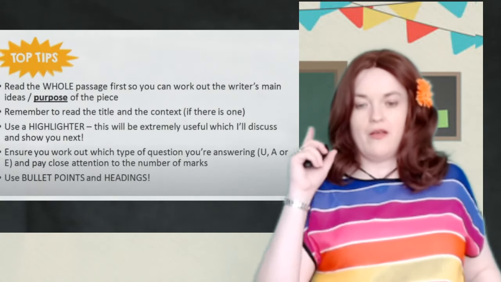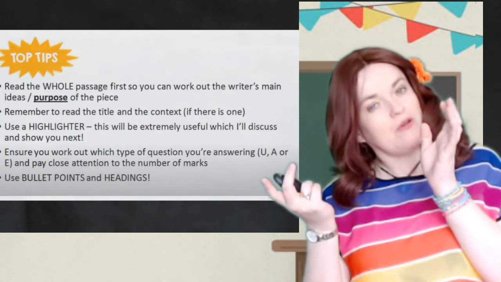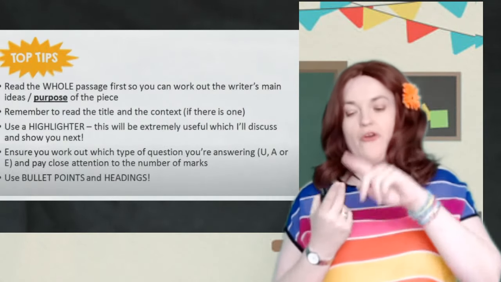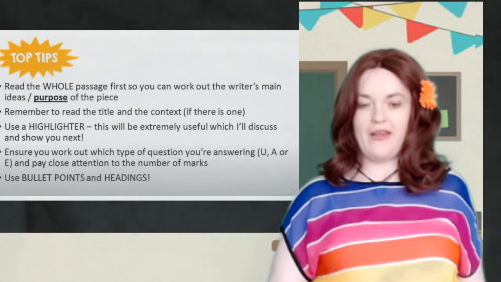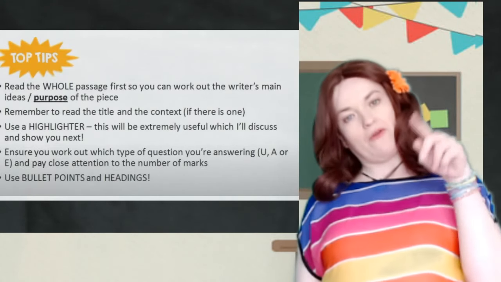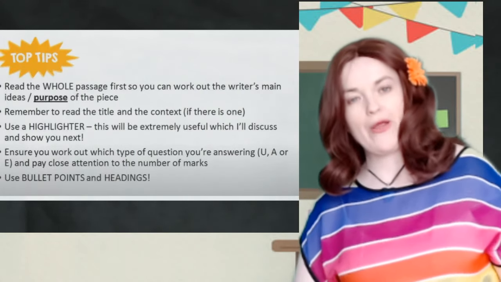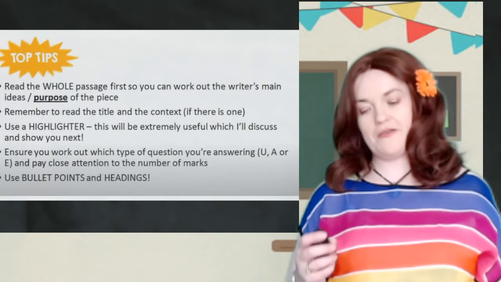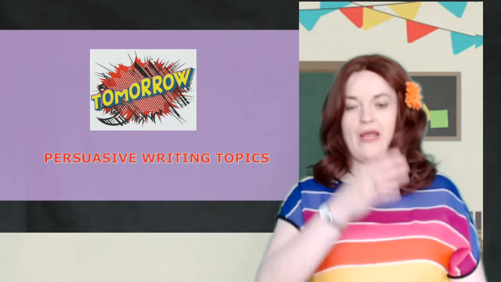Summary: read the whole passage, including the title, if there is one. Sometimes there's not, at Higher. And the context, that just tells you who wrote it, where it came from, and it gives you a sort of viewpoint. Take in your highlighter, write down, is it a U, A or an E, and use bullet points. You may also need to use headings, but we'll go into that in more detail. And that's basically it. That's the top tips of RUAE.